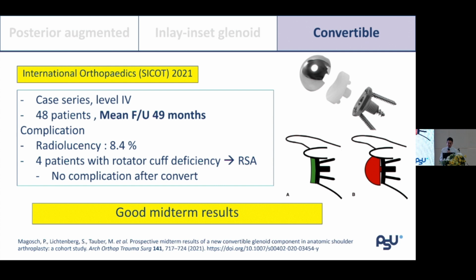A case series in 2021 looked at the convertible glenoid implant over a mean follow-up of 4 years. Results included 8% radiolucency, but no failures were reported. Patients with rotator cuff deficiency were successfully converted to reverse shoulder arthroplasty without complication, suggesting good midterm results.